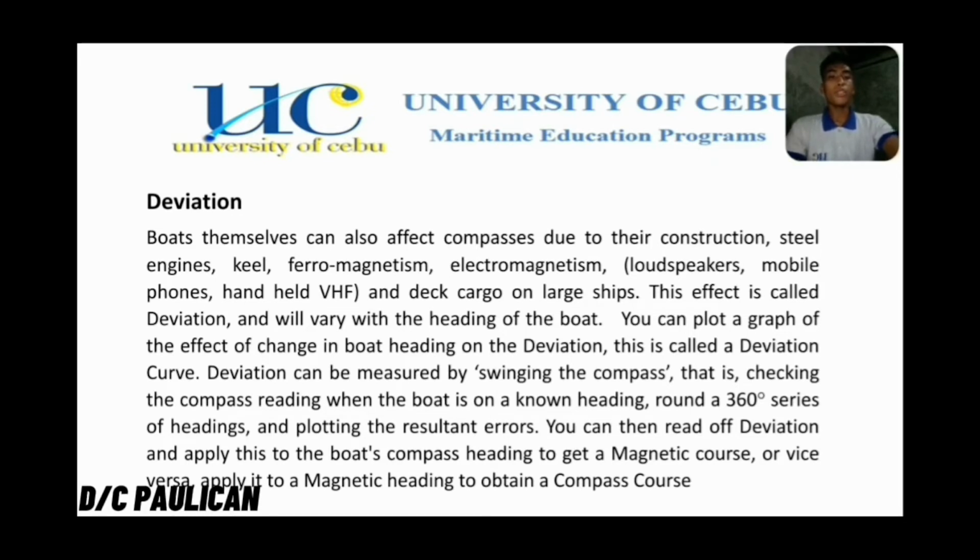Deviation can be measured by swinging the compass. This is checking the compass reading when the boat is on a known heading, round a 360-degree series of headings, and plotting the resultant errors. You can then read off deviation and apply this to the boat's compass heading to get the magnetic course, or vice versa, apply it to a magnetic heading to obtain a compass course.